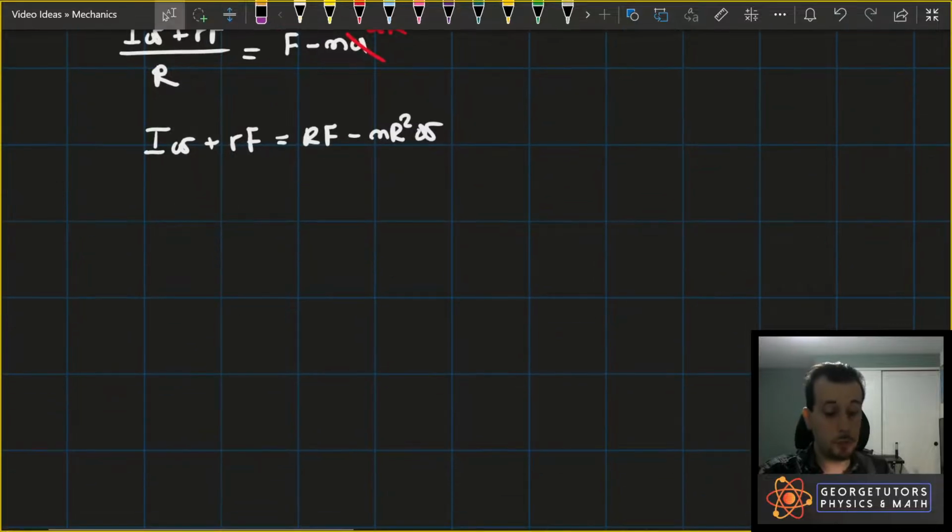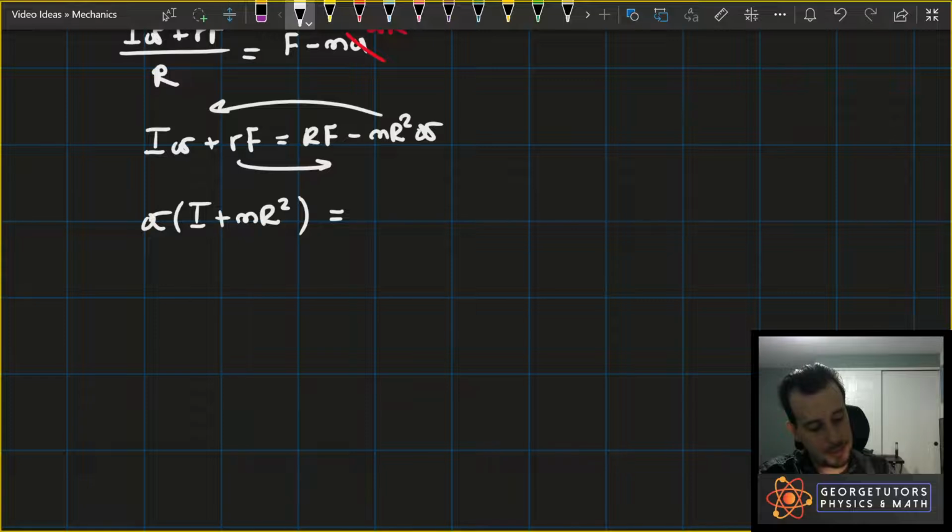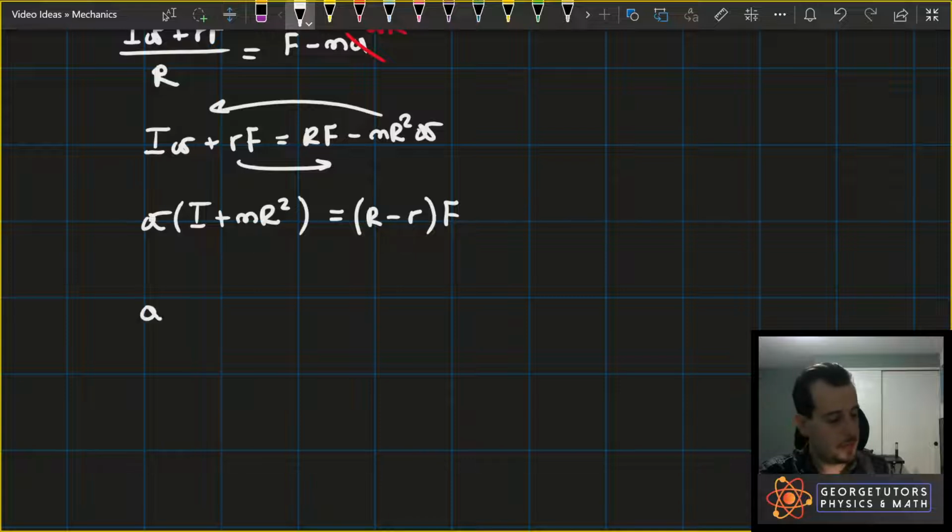And then I can proceed to group the alphas together by moving this one here. So I'm going to get I plus MR squared. And then I'm going to group together the F's by taking that one over there, and I'm going to have capital R minus little r times F. And then it's very simple to solve for the actual angular acceleration, as you can see.